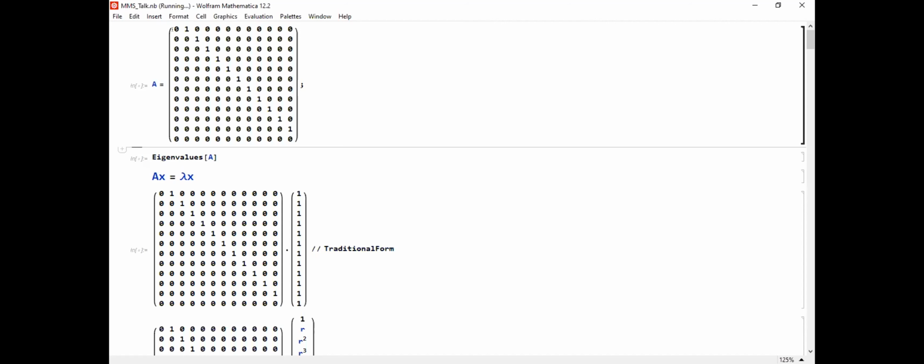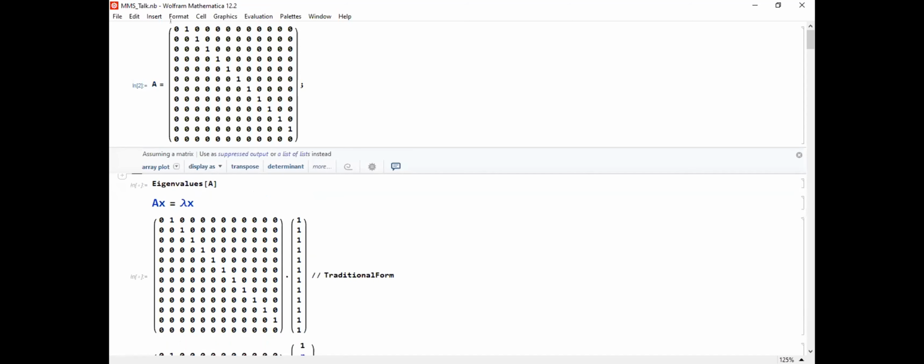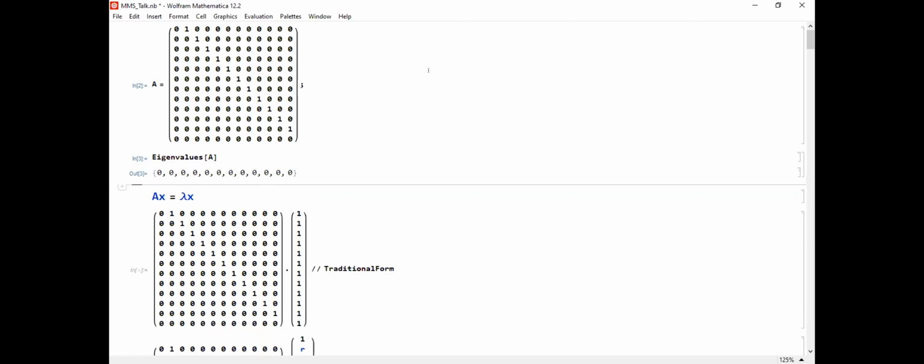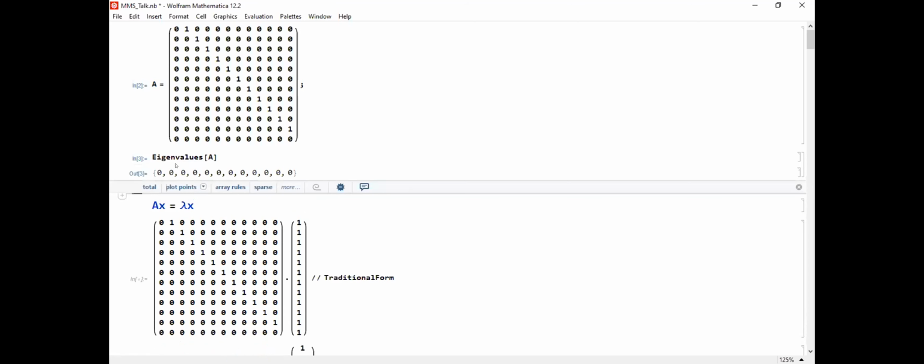But as you can see, those of you who have already done a little bit of matrices know that whenever you have a matrix which is upper triangular, such as this one, where every number below the main diagonal is 0, then you can simply read off the eigenvalues because they're simply the values on the main diagonal. So in this case, they are all 0. And if you input here eigenvalues A, you'll find a confirmation of this. All the eigenvalues are 0.